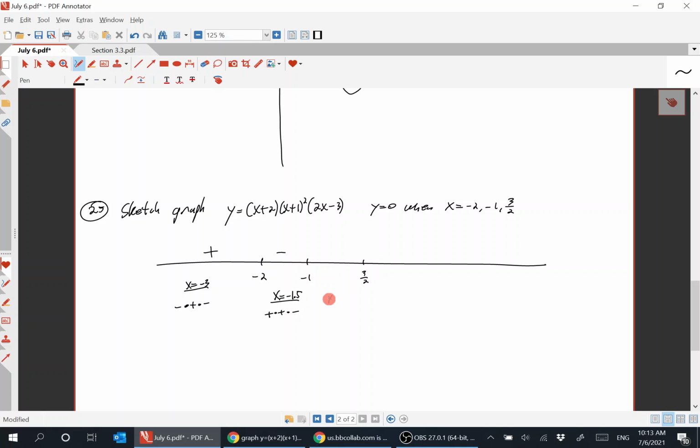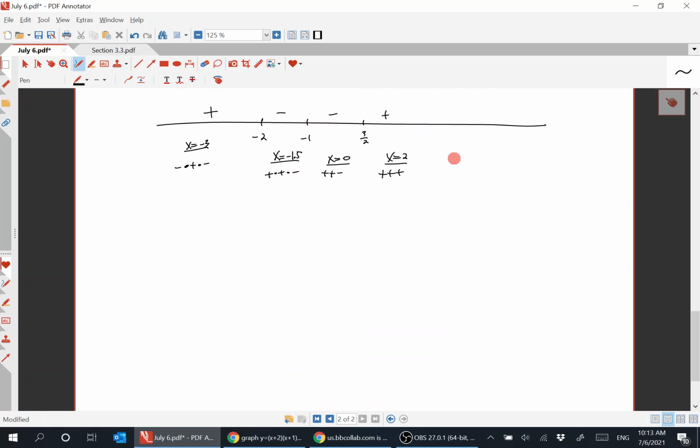Between negative 1 and 3/2, x equal to 0. Positive, positive, negative. So it's negative here. And bigger than 3/2, x equal to 2. They're all positive. So the function is positive here. So we get the following picture. A rough idea of what this function looks like.